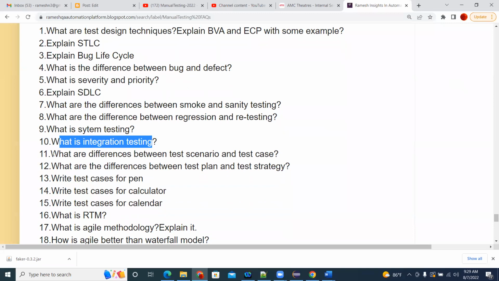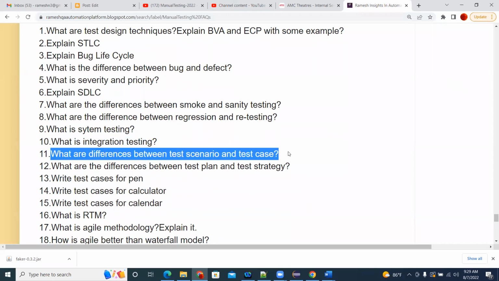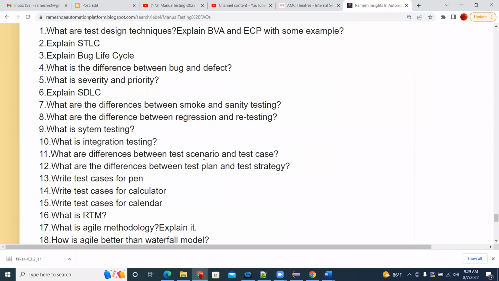So what is the difference between scenario and test case? So scenario means a group of test cases is called a test scenario. A test case means an individual test case. Test case means when you give an input, you check whether the expected and actual result are the same, to assure that the functionality is working properly or not. But test scenario means a group of test cases is called a test scenario. I already explained the difference between test scenario and test case also.